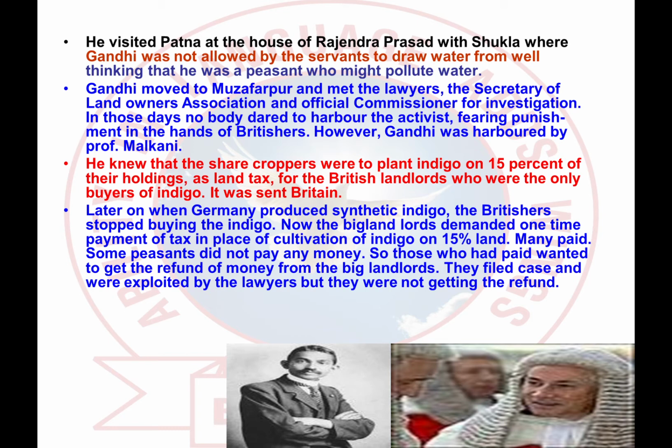Now, the big landlords demanded one-time payment of tax in place of the cultivation of indigo on 50% land. Many paid, some peasants did not pay any money. So those who had paid wanted to get the refund of money from the big landlords because they did not do anything to those peasants who did not pay them. So they filed a case in the court and were exploited by the lawyers, but they were not getting the refund. So it was a very troublesome task for them.